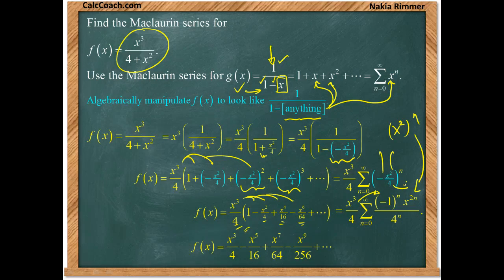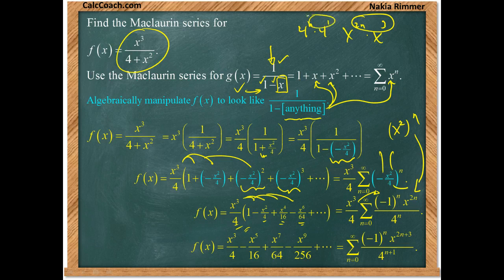As far as summation, if you already have x to the 2n and you multiply by x cubed, you add up these exponents and you get 2n plus 3. If you already have 4 to the n and you multiply by 4, you add up the exponents and you get 4 to the n plus 1. And so that is the summation form for that function's power series. And that's our answer.